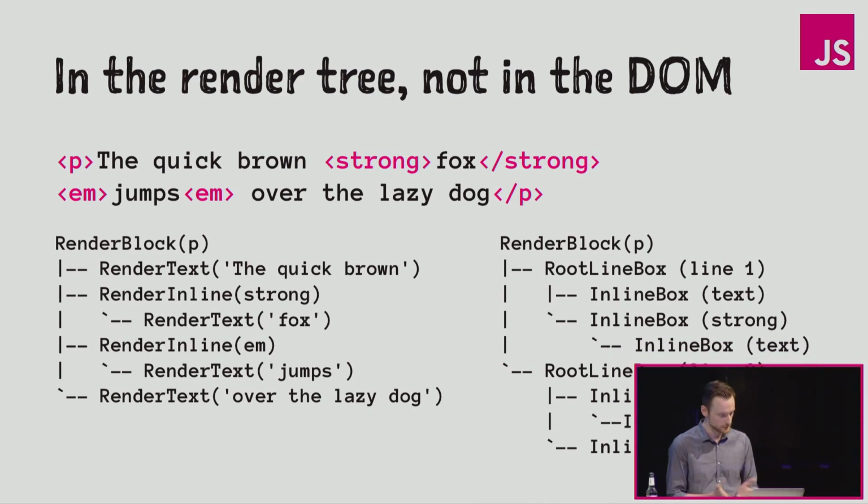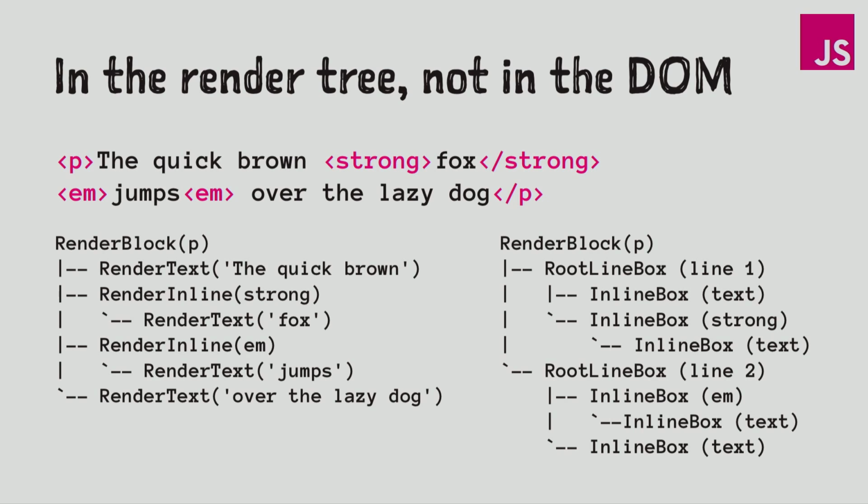So if we look at things that are in the render tree but not in the DOM, this is quite a lot of text to look at, but we can look at the top. We've got a paragraph tag with just a sentence, and 2 inline tags, a strong and an emphasize tag. On the left-hand side, down the bottom, you can see what the render tree looks like. It's got a render block, which is assigned to the paragraph tag. That's a block level element. Inside there, it's got a text. Then it hits the strong tag. Inside that, it's got some text, emphasize, and so on.